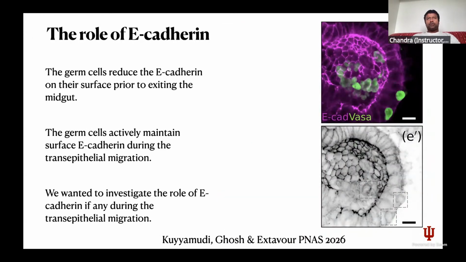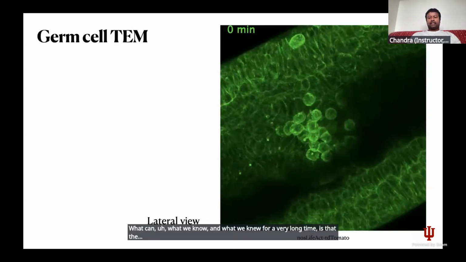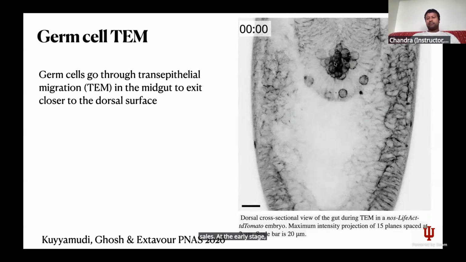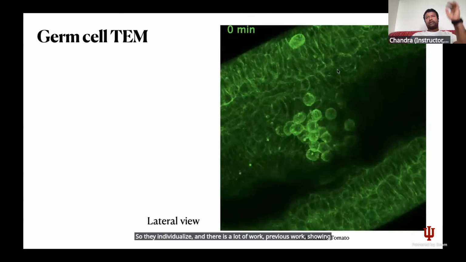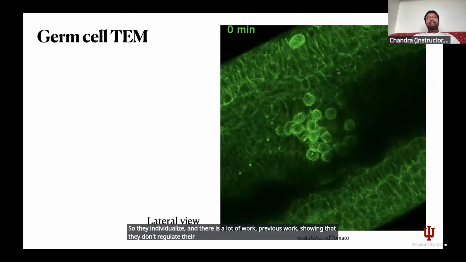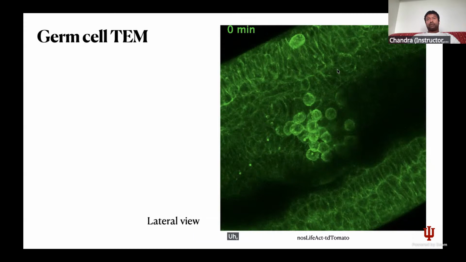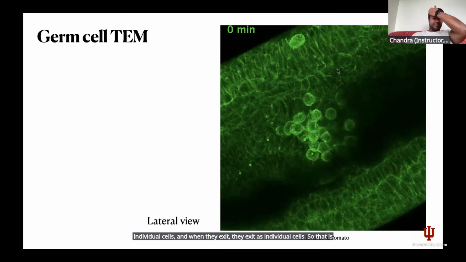What we know, and what we knew for a very long time, is that the cells at the early stage, once they're in the midgut, are in a big blob, which is they're all bound to each other by E-cadherin. But when they exit as individual cells, so they individualize, there is a lot of previous work showing that they downregulate their E-cadherin on the surface, which allows them to basically become individual cells. So that is something that is very key.